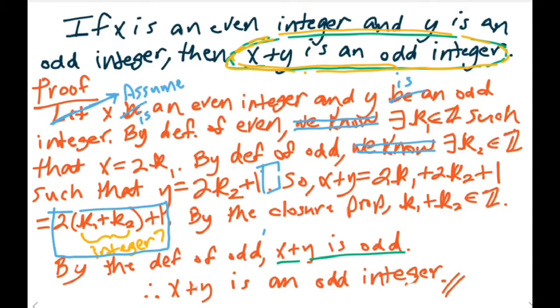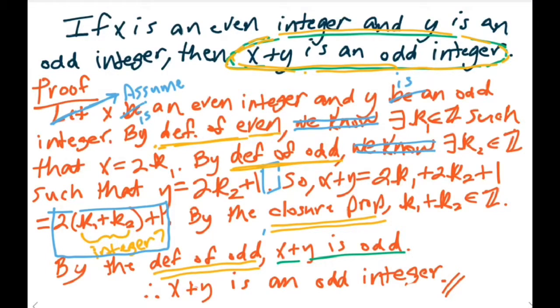Make sure that you always include your reasons for everything. All right, so, here we said by definition of even. Here we said by definition of odd. Right down here, we said that we were using the closure property. All right, and then at the end, we said the definition of odd told us that.